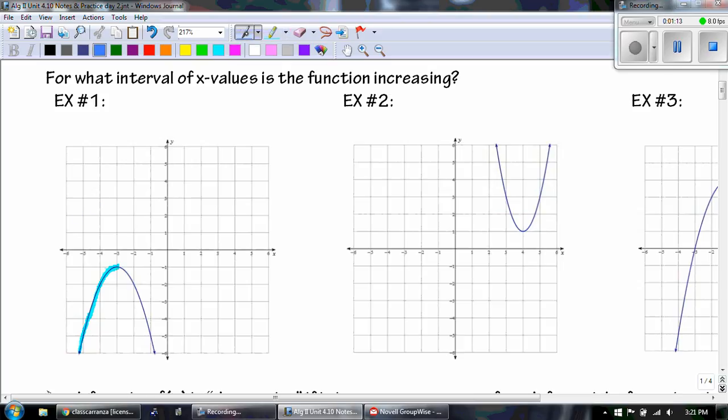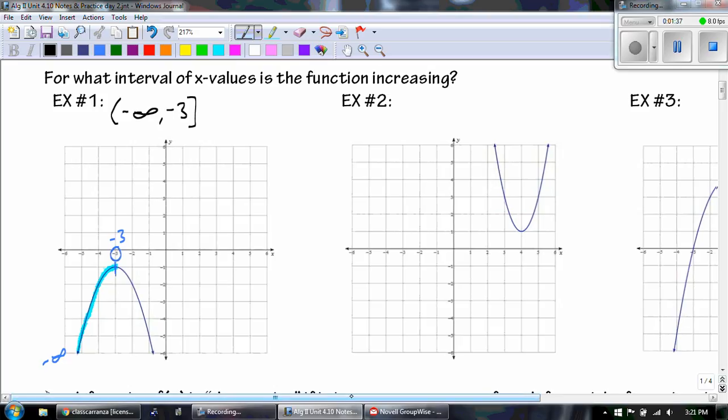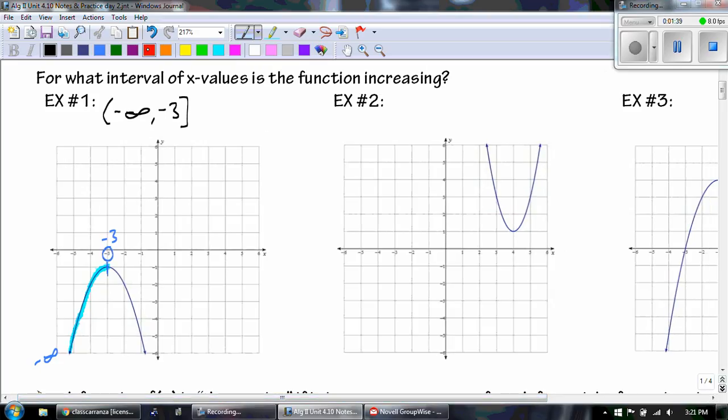So it's going up. It starts at negative infinity because this is where it starts to rise, and then it stops at -3. So the interval is increasing from negative infinity to -3. You can see this is where it's rising, and on the other side, this is where it is falling.